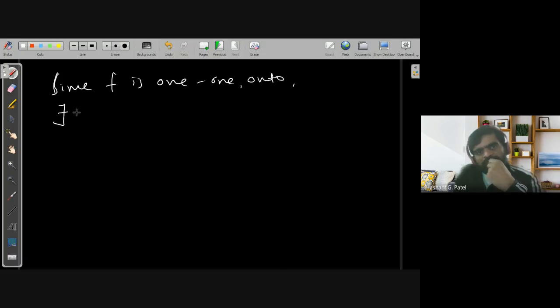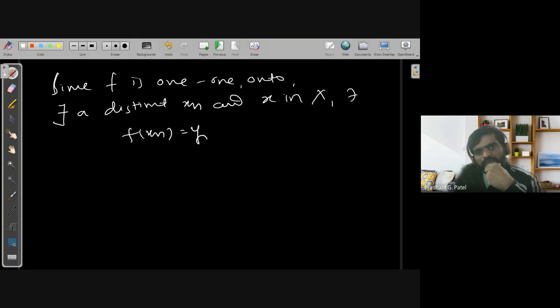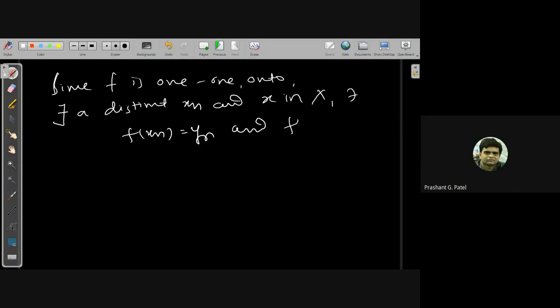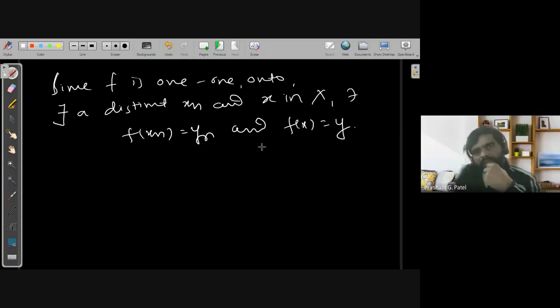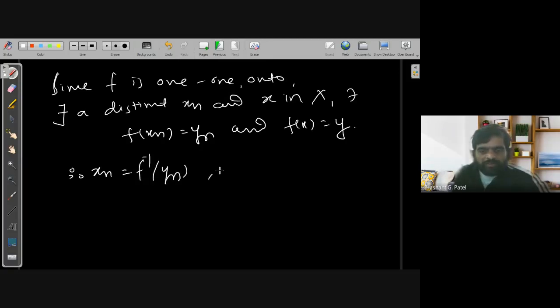That means for each n, we'll have a distinct xn and x in X1 such that f of xn is equal to yn and f of x is equal to y, because of onto-ness and one-one-ness. Therefore, xn is equal to f inverse of yn, and x is equal to f inverse of y.